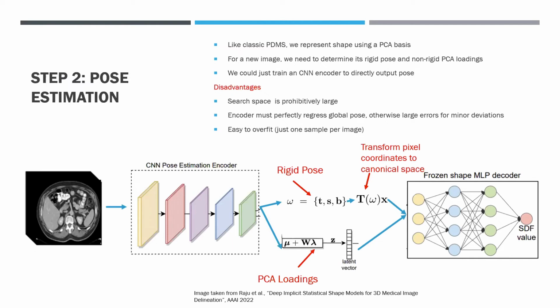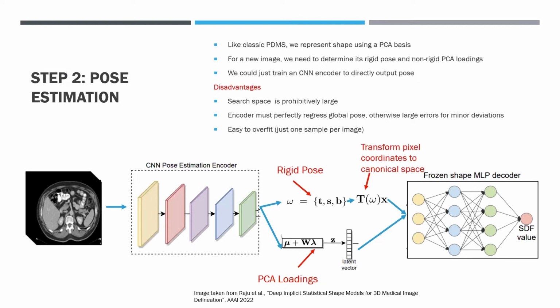Now, anyone who's familiar with medical imaging would probably wince at this idea because this is obviously a setup that is very prone to overfitting because we're trying to regress global parameters from a 3D volume. And it's medical imaging, so we don't have a huge amount of data. Also, these global parameters can be quite sensitive. So, small errors in the global parameters can create potentially large errors in the segmentation.